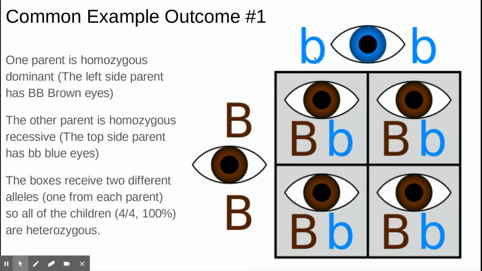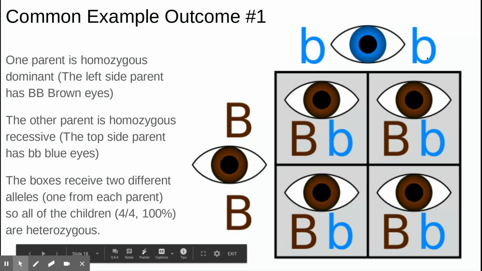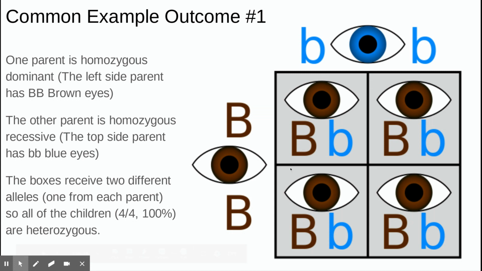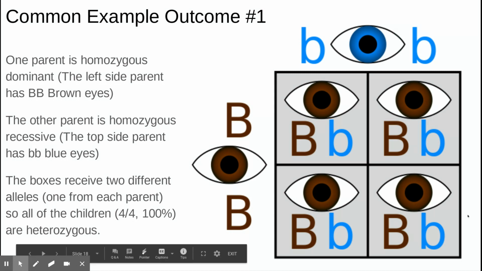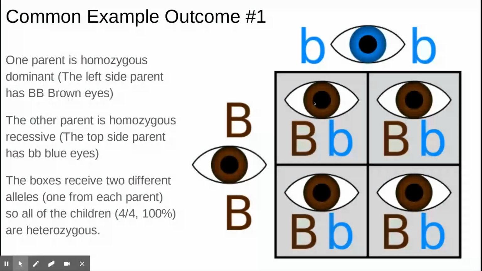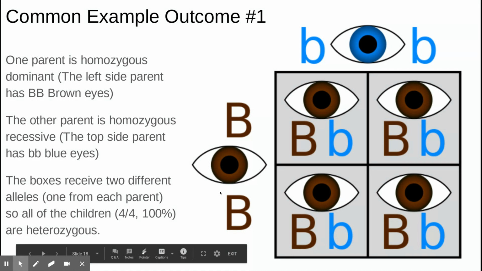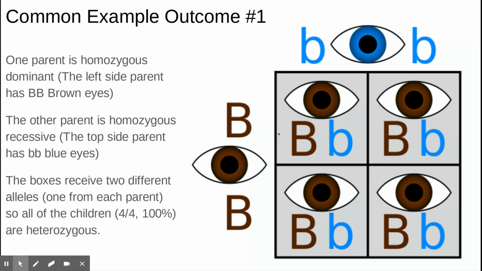When the parent with blue eyes transfers their lowercase b down into all 4 boxes, and the dominant parent with brown eyes transfers a capital B into all 4 boxes, you notice that all 4 boxes end up exactly the same. So 4 out of 4, or 100% of the kids, will be heterozygous, capital and lowercase b, with brown eyes. Which means all 4 kids are going to have the same eye color as this one parent, even though they're all heterozygous and not exactly the same genotype as, say, this one parent.